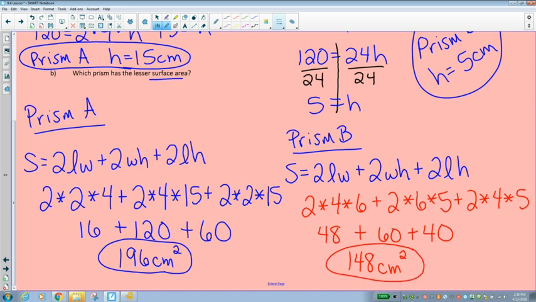Okay, so then I go back to the question, which prism has the lesser surface area? Well, 148 is less than 196, so my answer is going to be prism B. And I've answered the question.